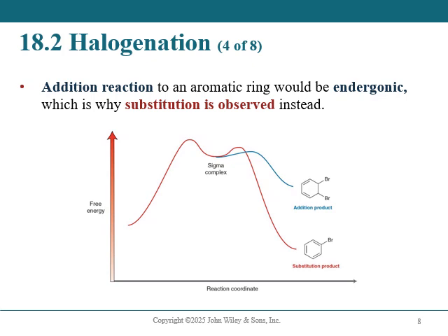Addition reaction to an aromatic ring would be endergonic. So it requires energy, it absorbs energy, which is why instead of the addition, you will be seeing a substitution instead. As you can see, just looking at those energy profiles, substitution is going to be much more favorable than your addition.